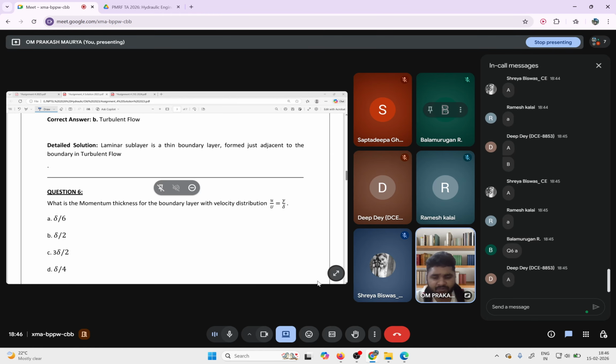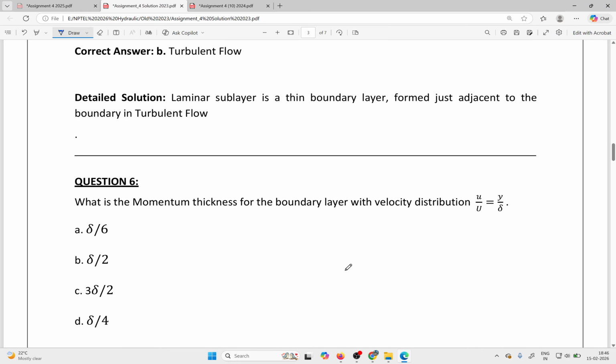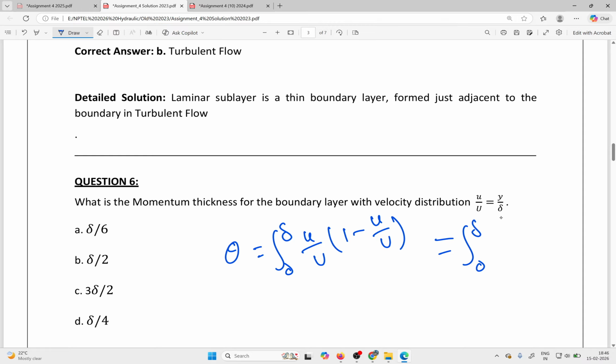Yes, your option A is correct because we have already solved. And why? Because the formula you know, theta is equal to integral 0 to delta of U by capital U times (1 minus small u by capital U). So once you write here, the similar things I am repeating. Why? Because maybe some student will see it after uploading, so maybe that will be good for others. y by delta, 1 minus y by delta, dy.